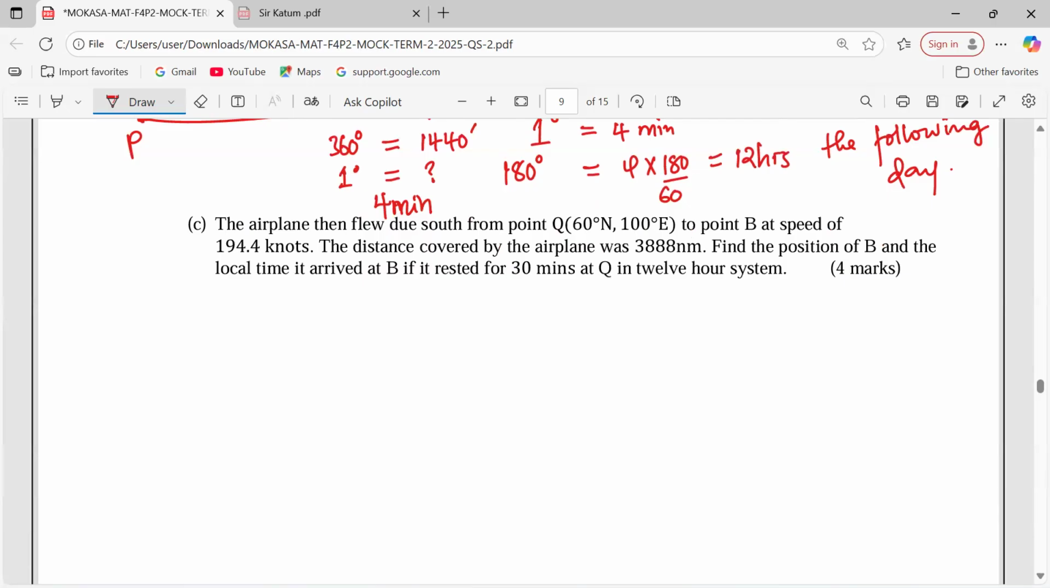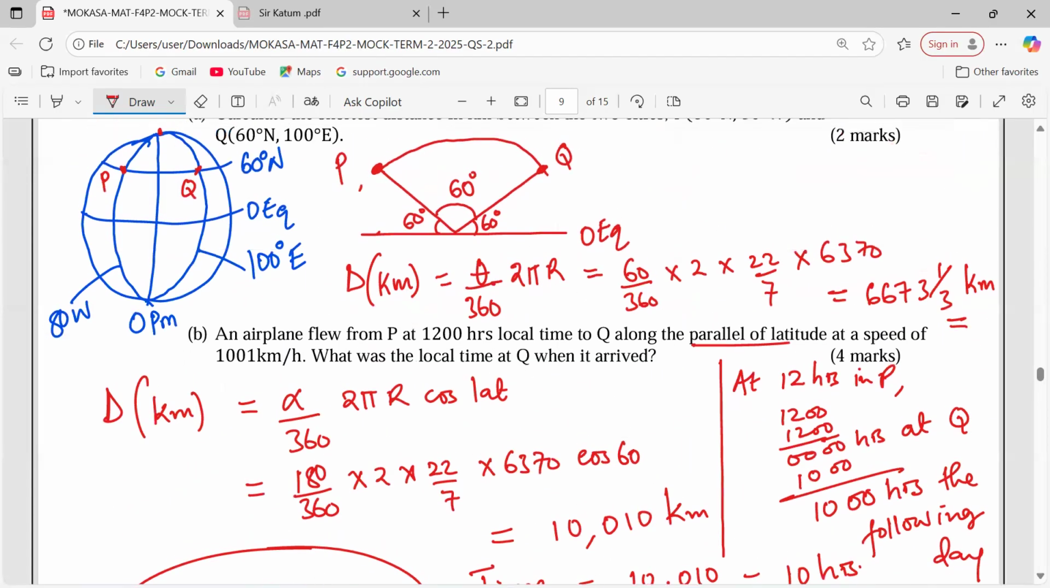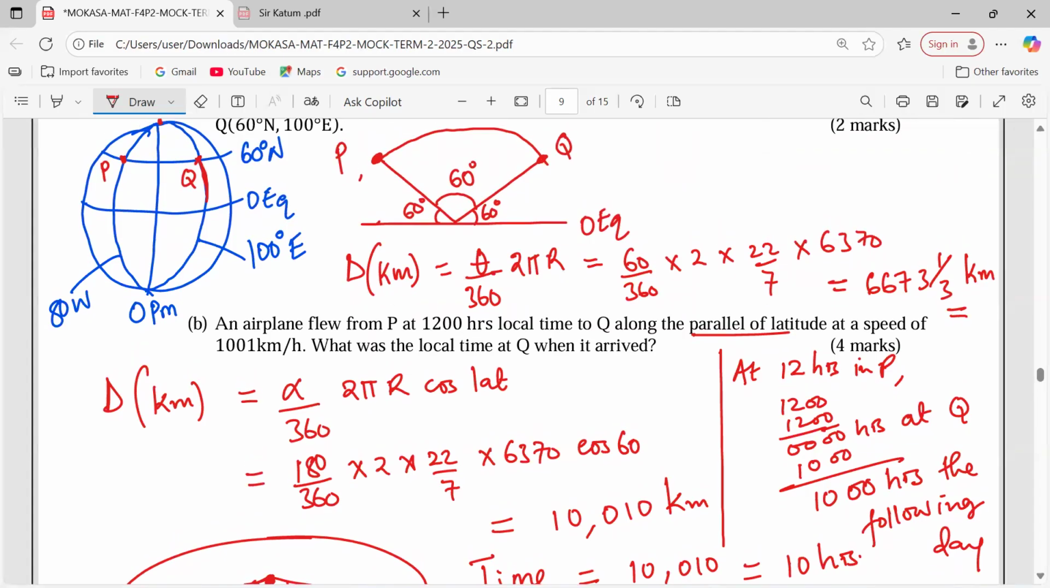So at this point, we will say that it's going to fly due south. So from Q, it shall fly southwards. That means it shall fly along a great circle. We have the distance, but we don't know the angle it flies through.